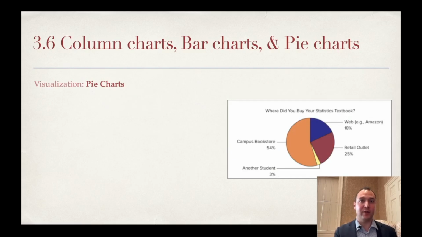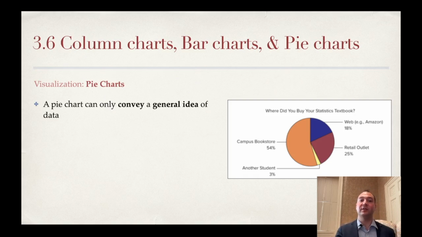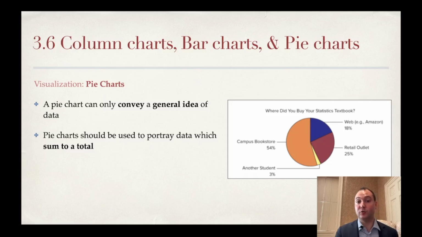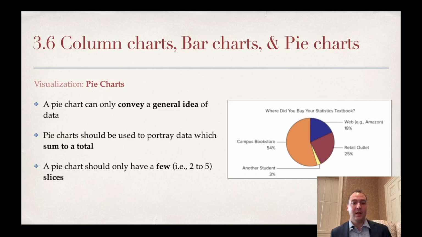Pie charts, I recommend not to use. I know they're very common, they're very colorful, it looks fun, but actually it's a little bit difficult statistically if you have two groups that are very similar. So a pie chart is a way to convey a general idea of the data. Pie charts are good to portray data which sum to a total, so the total should be 100%. If the total is not 100%, you probably don't want to use a pie chart. A pie chart should only have a few slices so that it's easy to tell the difference between the groups.